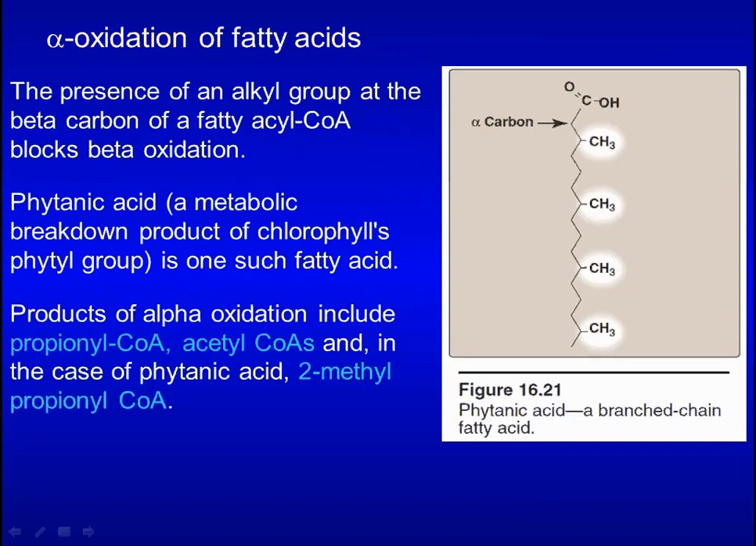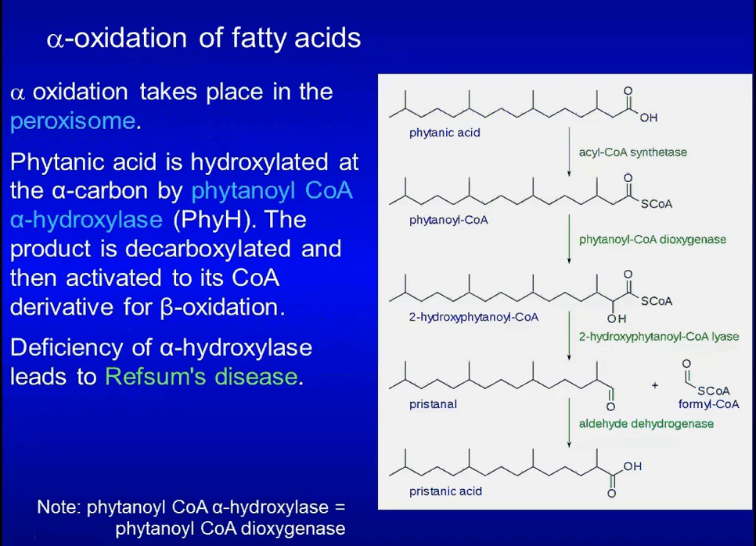The presence of a methyl group at the beta carbon in phytanic acid prevents beta oxidation. To break down this phytanic acid, we have to use an alternative pathway. That's alpha oxidation. Alpha oxidation occurs in the peroxisome. It requires oxidation at the alpha carbon by phytanoyl-CoA alpha hydroxylase.